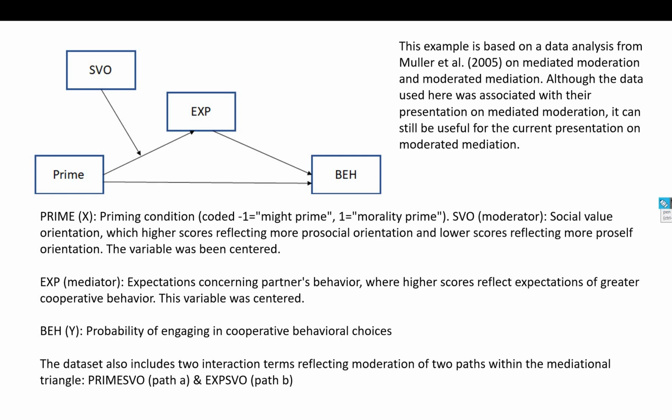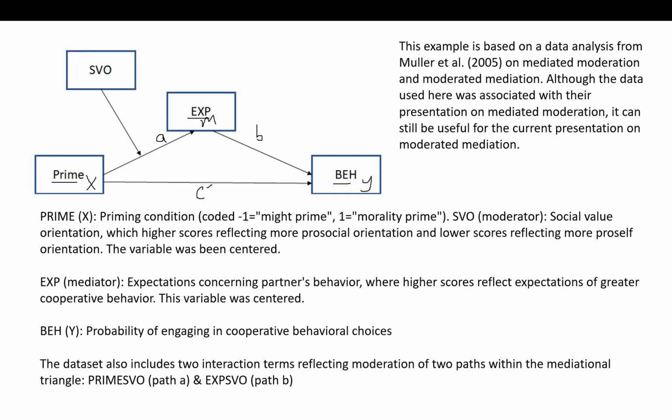So within this particular model, Model 7, within Hayes' PROCESS framework, we have essentially variable X predicting variable Y, and that effect of X on Y is flowing through a mediating variable, which we'll designate as M. With the data that we're going to be working from, our X variable is prime, our Y variable is behavior, and our mediating variable is expectations. Conventionally, within our mediational triangle, we would designate this path as path A, this path as path B, and this path right here would be path C prime.